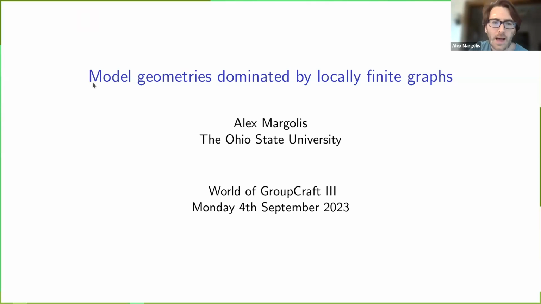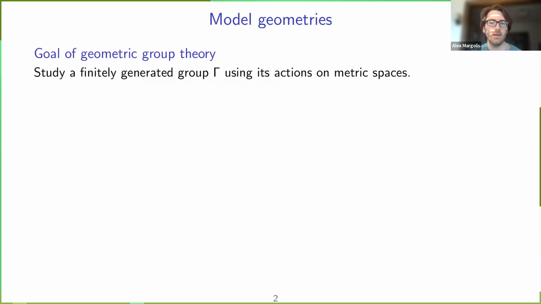So I'm going to be talking about model geometries dominated by locally finite graphs. And first, I should say what some of those words mean. Firstly, a bit about the general theme of the talk. In geometric group theory, you want to study a finitely generated group via its actions on metric spaces and use algebraic properties about the group to deduce geometric properties about the space in which it acts, and vice versa. And this talk is very much in that theme.